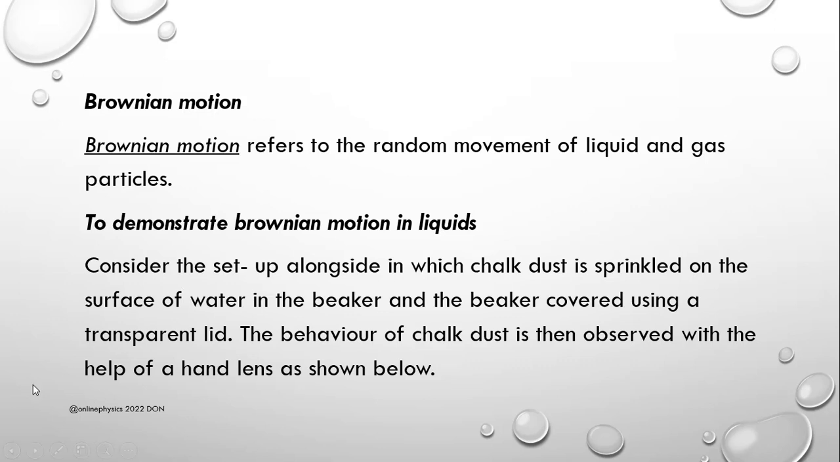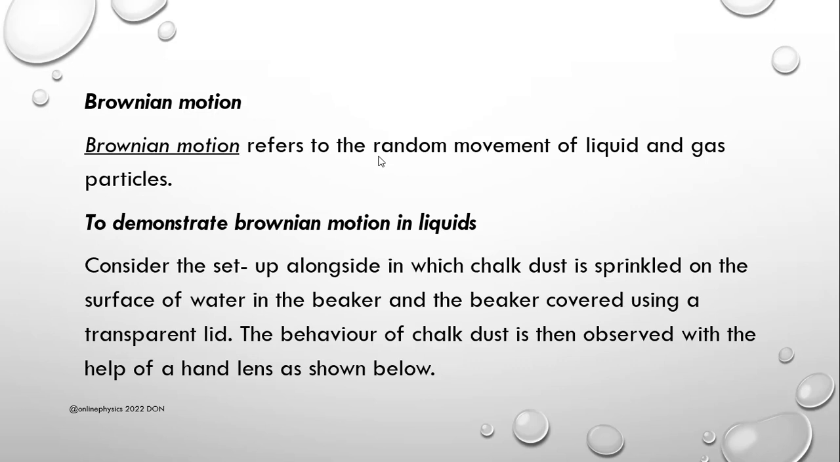Moving on, we can look at another concept which is Brownian motion. Brownian motion refers to the random movement of liquid and gas particles. To demonstrate Brownian motion in liquids, first of all, we'll consider the setup alongside in which chalk dust is sprinkled on the surface of water in a beaker, and the beaker is covered using a transparent lid.